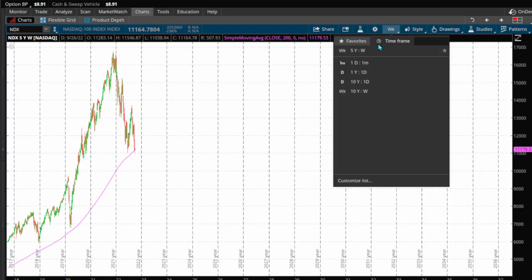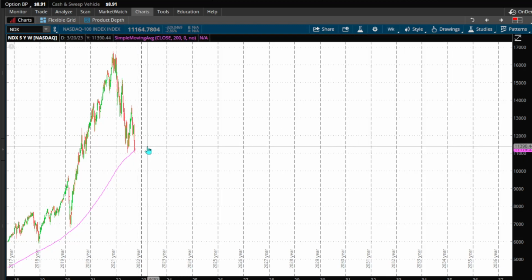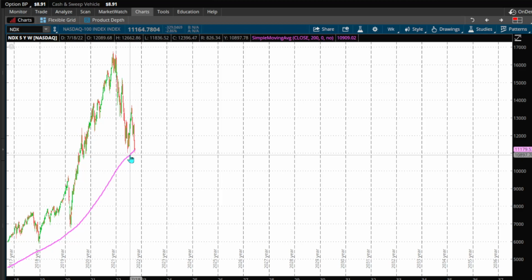That is the 5-year time frame, so every single candlestick is 1 week. And I applied the 200-day moving average, so this is the 200 weekly moving average. Right now the 200 weekly is sitting at 11,179.53. We closed at 11,164.78. So on the NASDAQ 100, we are closing underneath the 200 weekly moving average.